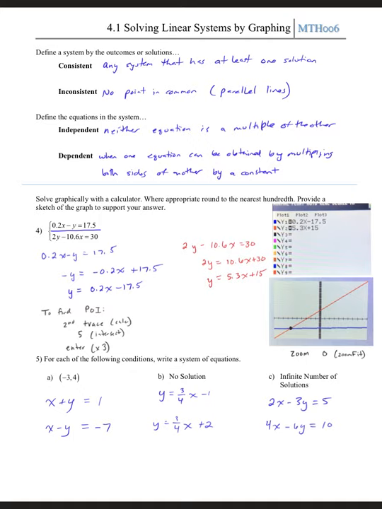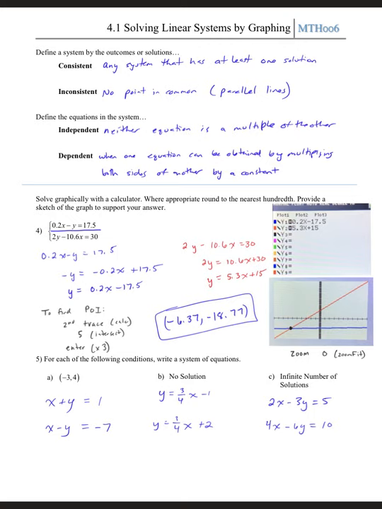And it tells us to round to the nearest hundredth. So we can round this off at negative 6.37. And our y value is negative 18.77. So this would be our solution to this problem.